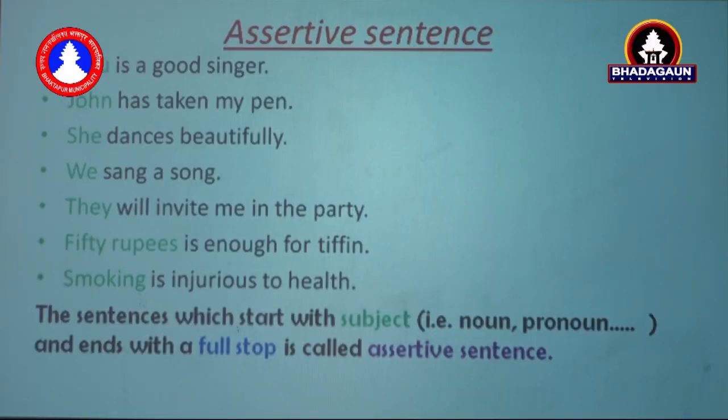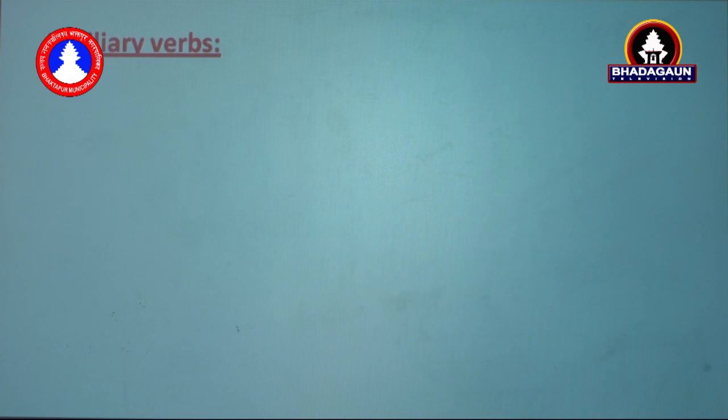When we talk about the assertive sentence, we have to create the tag ourselves. We have to add the tag. There is no fixed tag. We have to add the tag according to the structure of the sentence. So, let me repeat once again. Those sentences which start with a subject, that can be noun or pronoun, and end with a full stop are called assertive sentences.